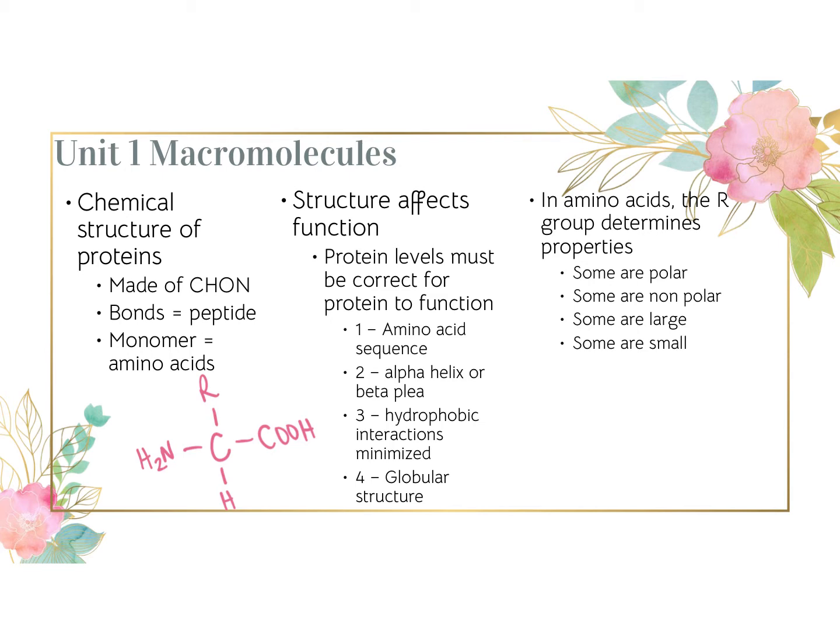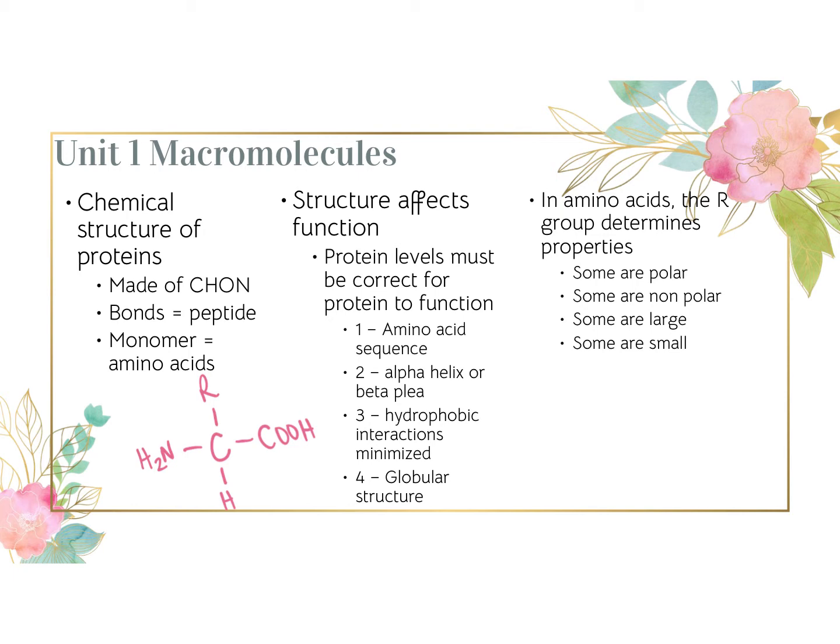Now, you are not required to memorize all 20 amino acids, but you are required to understand that the R group will determine the overall function of that amino acid in terms of its polarity and its ability to interact with the aqueous environment or with the rest of the chain of the protein. Another good example of how structure affects function is the protein folding. So keep in mind that protein levels of folding must be correct in order for the protein to function properly.